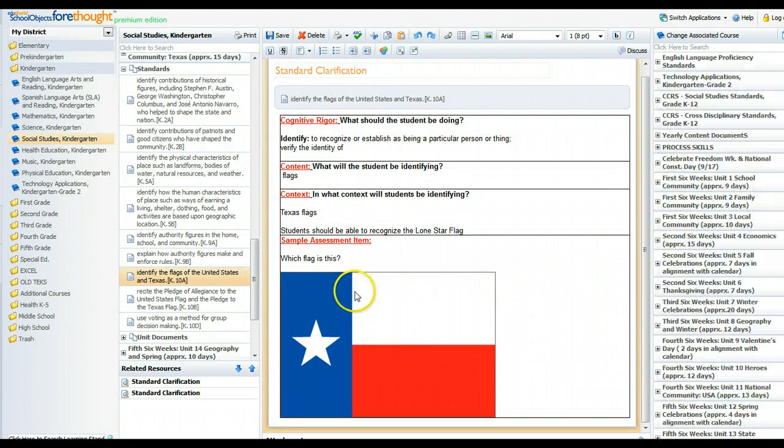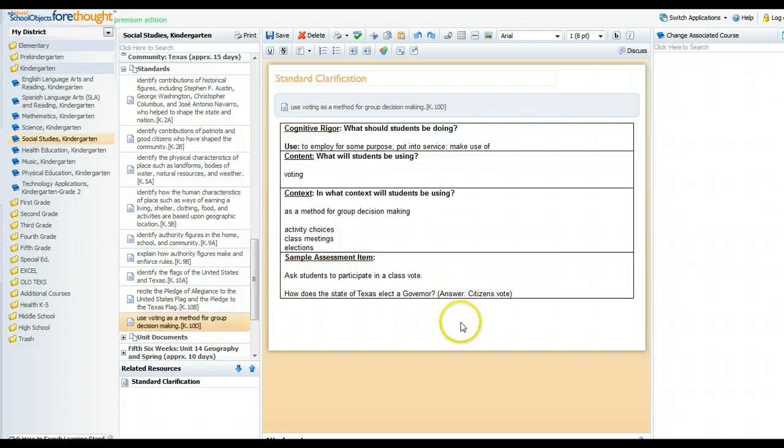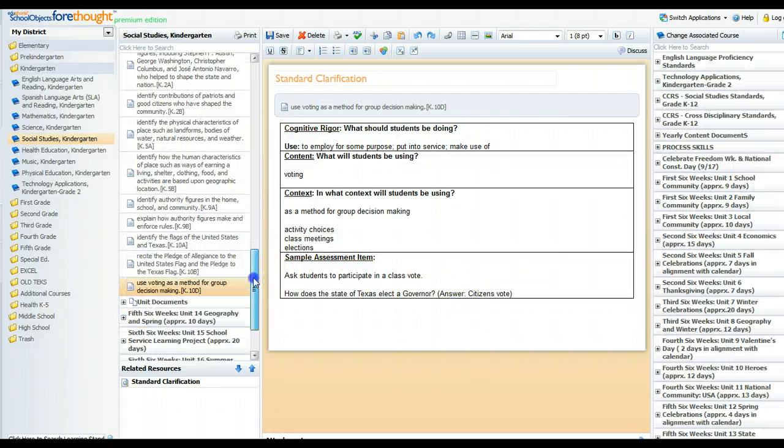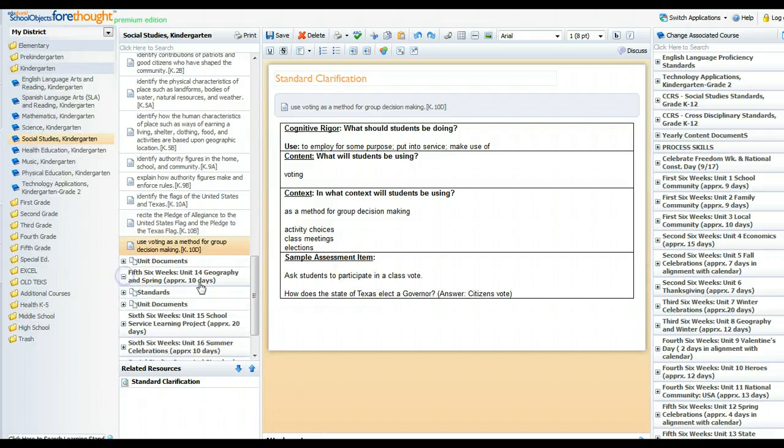They need to be able to identify the flag. So if they saw this flag, they should know this is the flag for the state of Texas, and they should recite the Texas Pledge. And once again, use voting. Understand that voting is a method. They could participate in a class vote, but also they need to know how do we elect a governor? And the answer is that citizens vote for a governor.